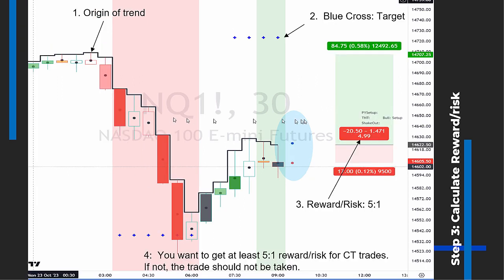Step 3 is to calculate the reward risk. Remember, if we don't see a reward risk of 5 to 1 or more, it's not worth our time taking this counter trend strategy at all. So there's our entry, there's our conditional stop. And now for my target, the first target, I'm going to choose the very first one, which is the origin of that trend there. So if you look, this is close to a 5 to 1 reward risk ratio. So now I have permission to place the order and see if it's going to enter.